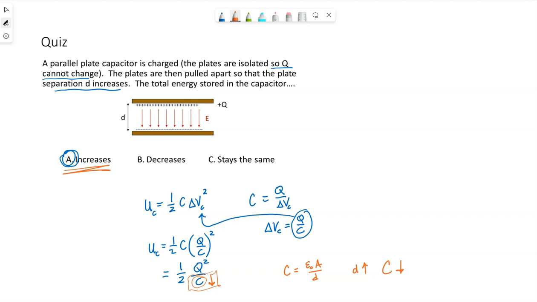So anytime I'm trying to relate pieces of an element like a capacitor, I try to write my equation in a way that it's in terms of only one thing that's changing. And then I don't have to try to think too hard about how, in this case, potential difference is changing while C is changing. Though that is totally doable if we want.